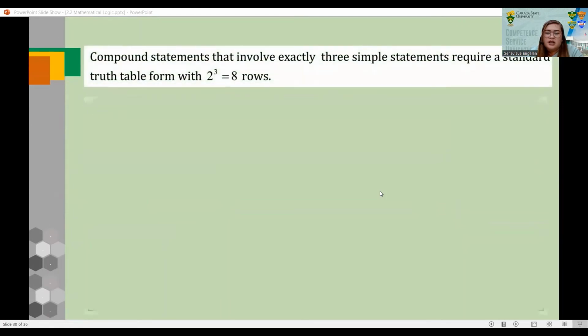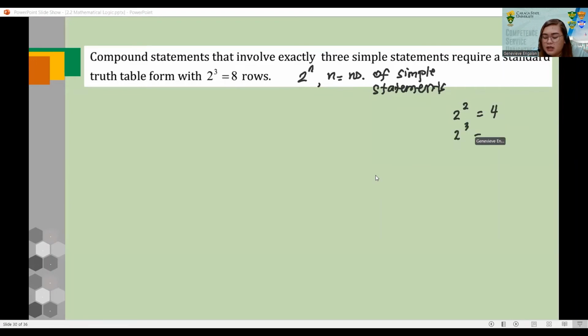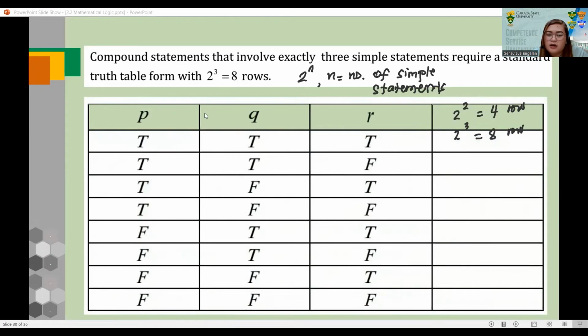So, next is, ang ato ang number of rows pag maghimo tag truth table, depende kung pila ka simple statements ang naa sa ato ang compound statement. So, for example, ganina naa tay duha. Ang formula actually, class, is 2 to the n, where n is the number of simple statements. Okay, so ganina naa tay 2 squared kay duha kabuok, so naa tay 4. Pag tulo ka statements like P, Q, R, so 2 cubed, that is 8 na siya karon. So, naa tay 8 karon. 1, 2, 3, 4, 5, 6, 7, 8.